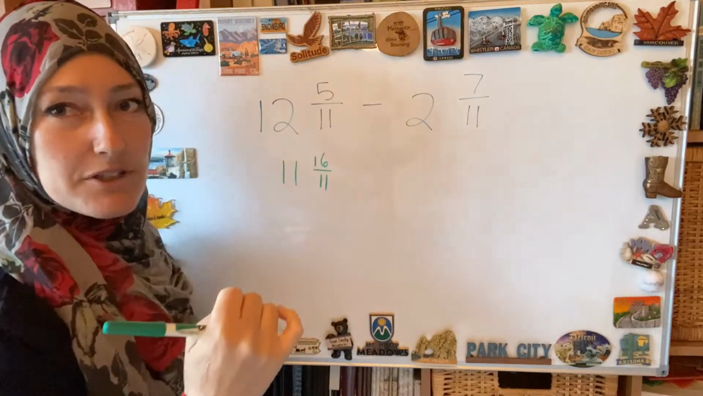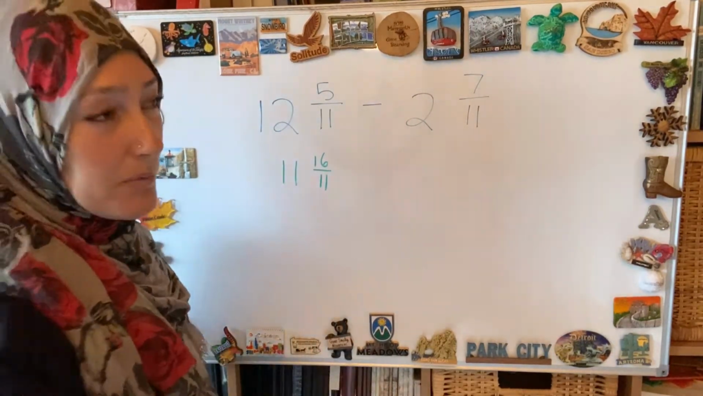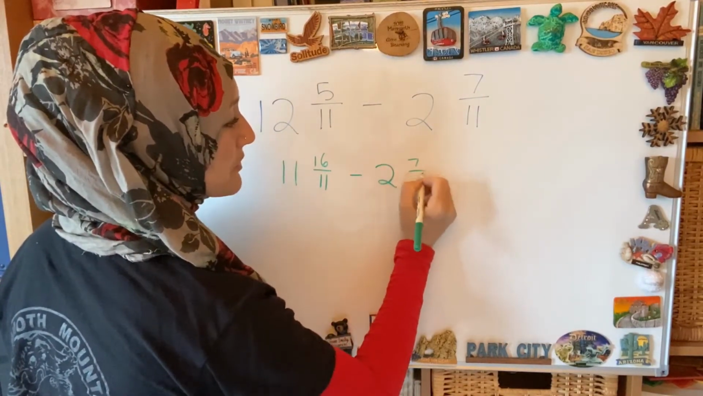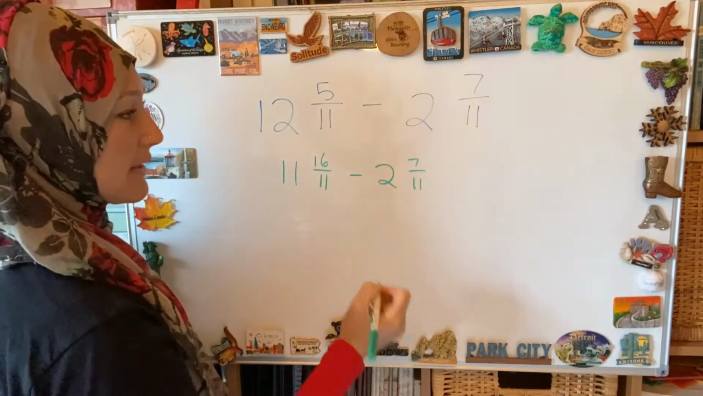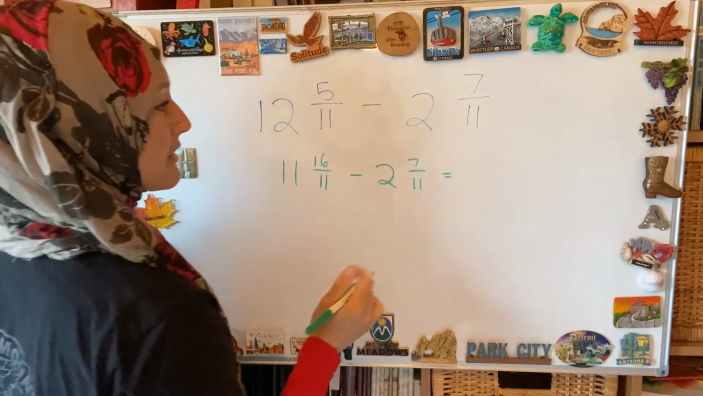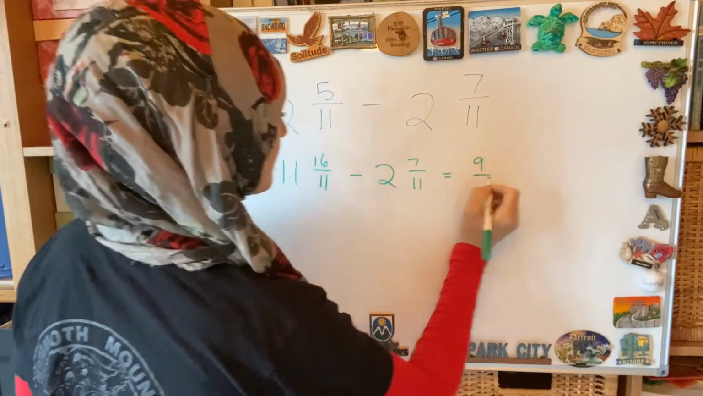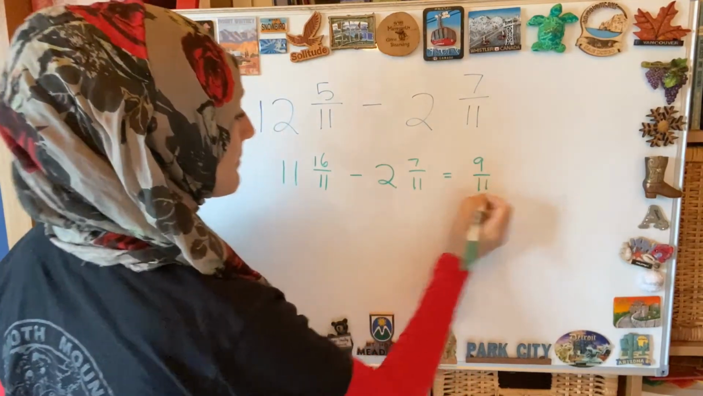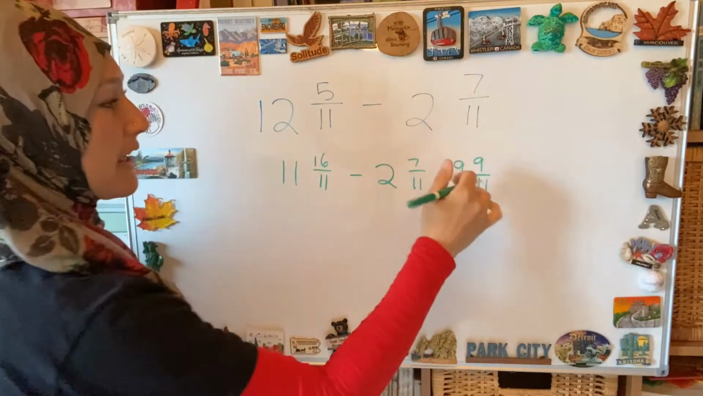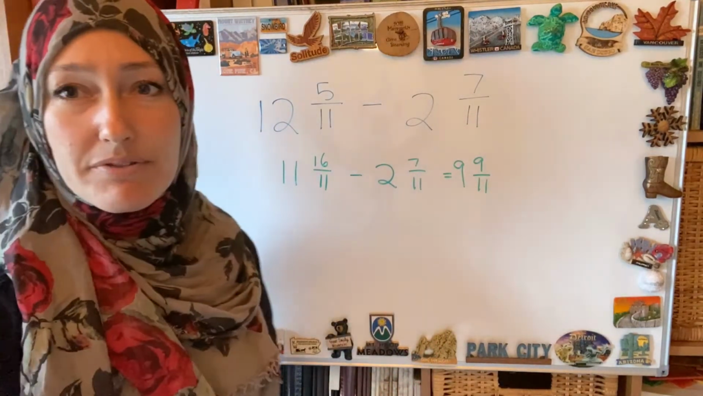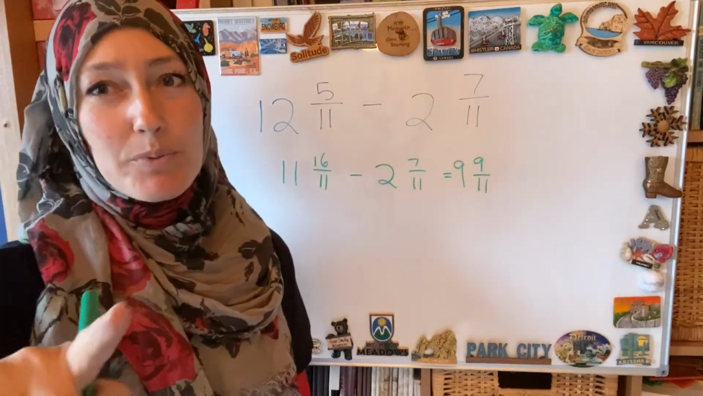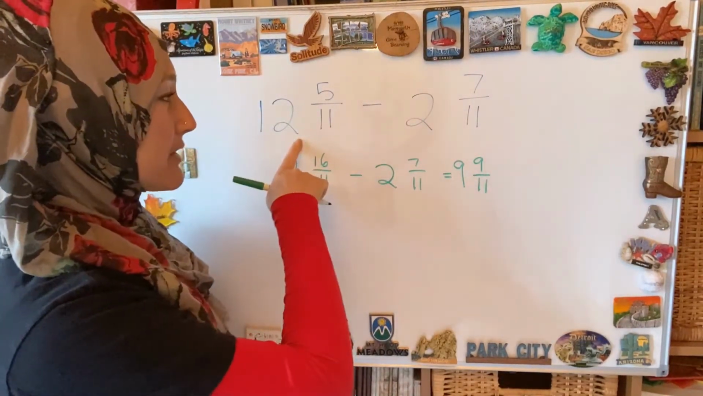Write it down and try it. So I check first, can I do 5 - 7? No, I need to rename my first fraction. So this becomes 11. And now I'm gonna just skip that other part. I'm not gonna write 11/11. I'm just gonna mentally add that in. So what would it be? What's 11 + 5? That would be 16/11. Don't get confused with those 11s. This is the whole and there's the other part.